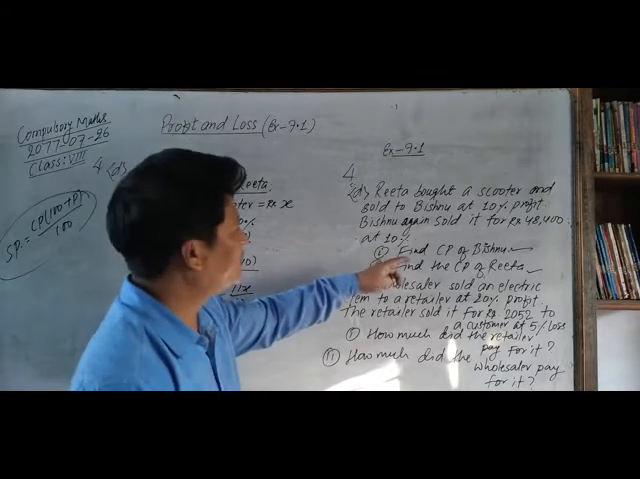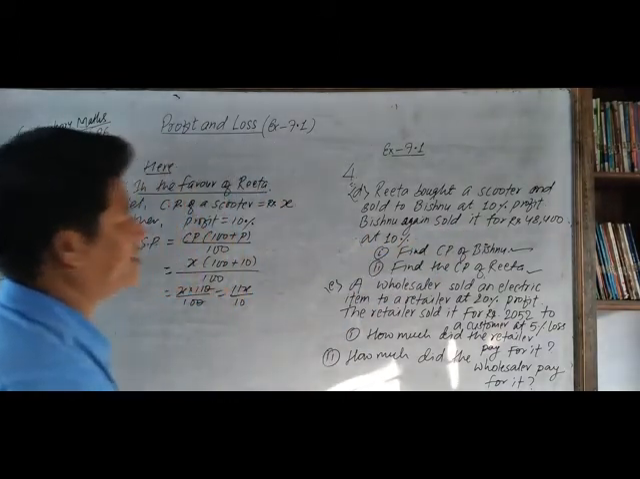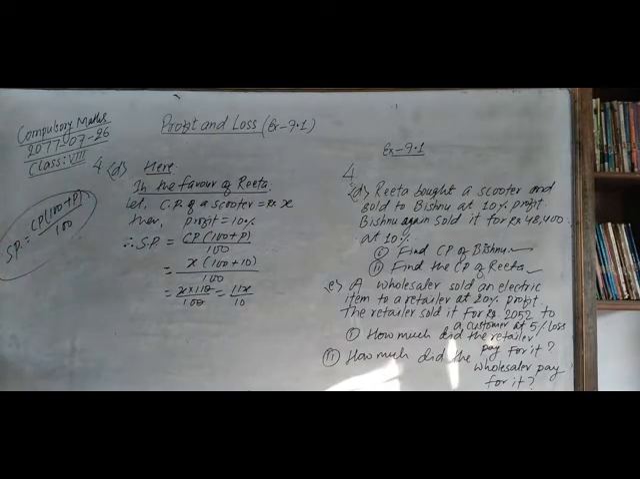Okay, and similarly Vishnu again sold it for rupees 48,400 at 10%, right? Let's see here. I will check out the question first. 7.1.